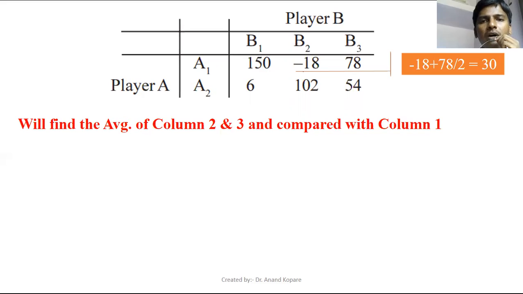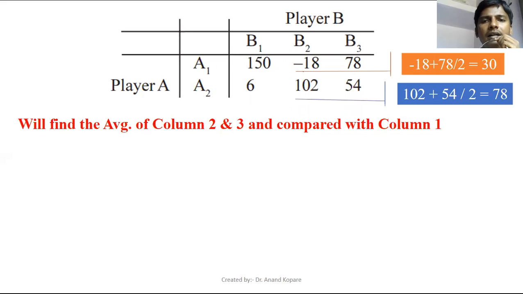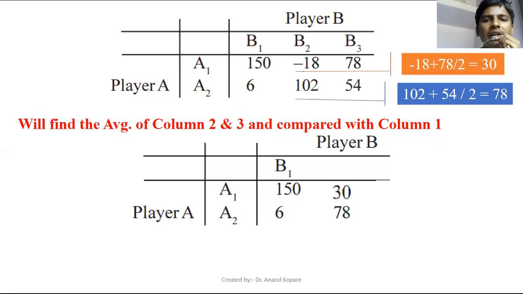So here is the average of column number 2 and 3: minus 18 plus 78 divided by 2 is equal to 30, and the second average is 102 plus 54 divided by 2, that is 78. This value we have to compare with B1, and again we have to compare. See, 30 is less than 150, but 78 is not less than 6. Hence here we cannot remove column number 1.